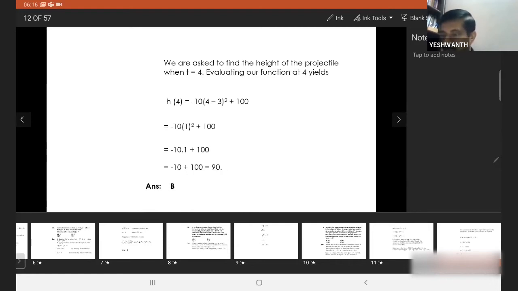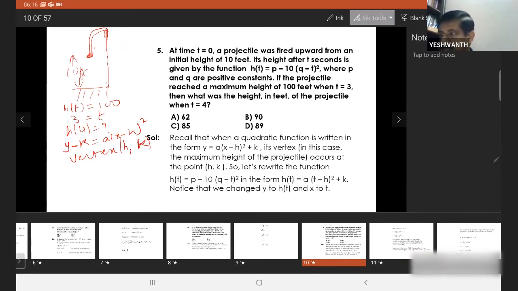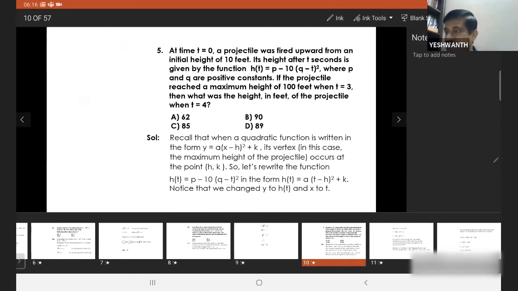So this same thing, instead of spreading into so many pages, I'll write in one page. Look at this. I'll remove the ink part. So now look at this. h of t minus p equals minus 10 into (t minus q) whole square. h of t equals p if this becomes 0, and t will be equal to q. So what is the peak? q comma p. The vertex is q comma p.